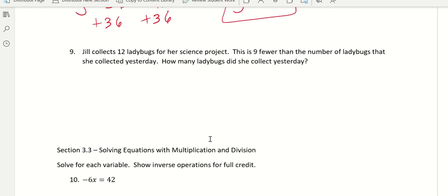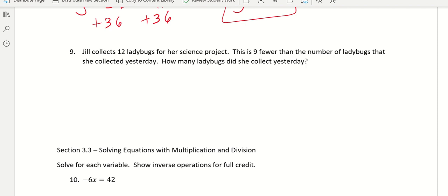Oh, and here's one example of it here, number 9. Jill collects 12 ladybugs for her science project. This is 9 fewer than the number of ladybugs that she collected yesterday. How many ladybugs did she collect yesterday? Okay, so the first thing we ask ourselves is, what do we not know? What are we trying to find? How many ladybugs Jill collected yesterday?